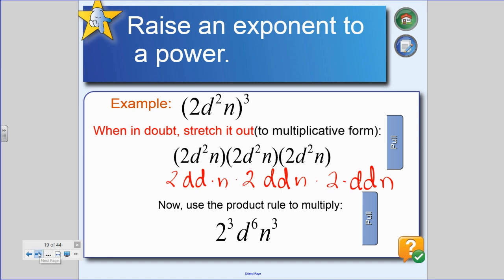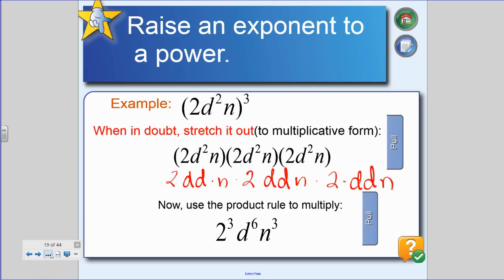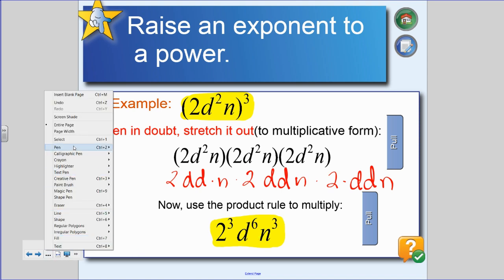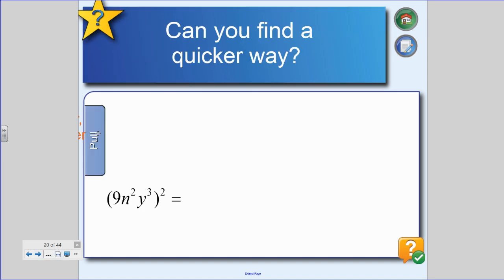Now, can we find a quicker way? So let's go back to that last example and highlight. Look at what we started with: 2d squared n raised to a power of 3. And look what we ended up with: 2 to the 3rd, d to the 6th power, and n to the 3rd power. Maybe you might be able to synthesize your rule already. And if you've got it, hold on to it, because I think what you are interpreting is the power rule.